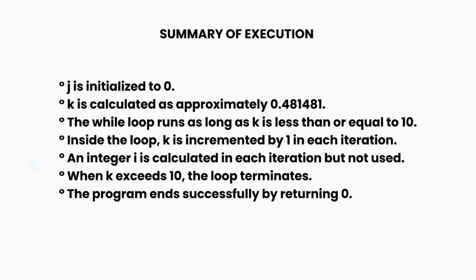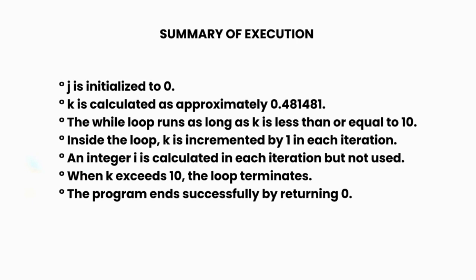Here is the summary of execution. First, j is initialized to 0. Then k is calculated as approximately 0.481481. The while loop runs as long as k is less than or equal to 10. And then inside the loop, k is incremented by 1 in each iteration.